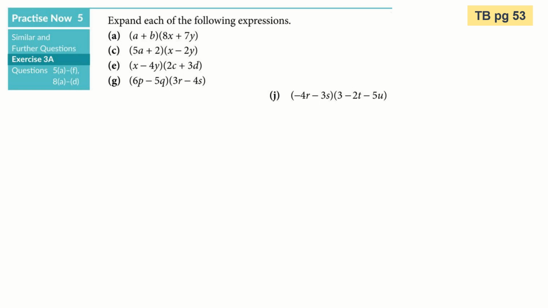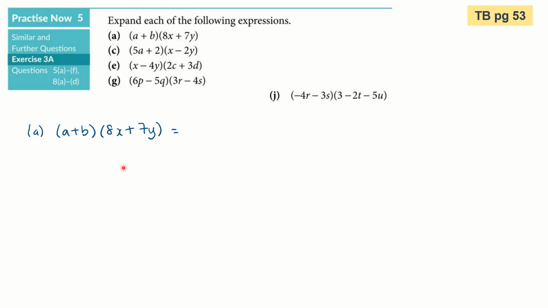Let us now take a look at some examples found from our textbook, page 53, Practice Now 5. I will only be going through the questions part A, C, E, G, and J. I will first start with part A. So looking at part A, we have a plus b times 8x plus 7y.